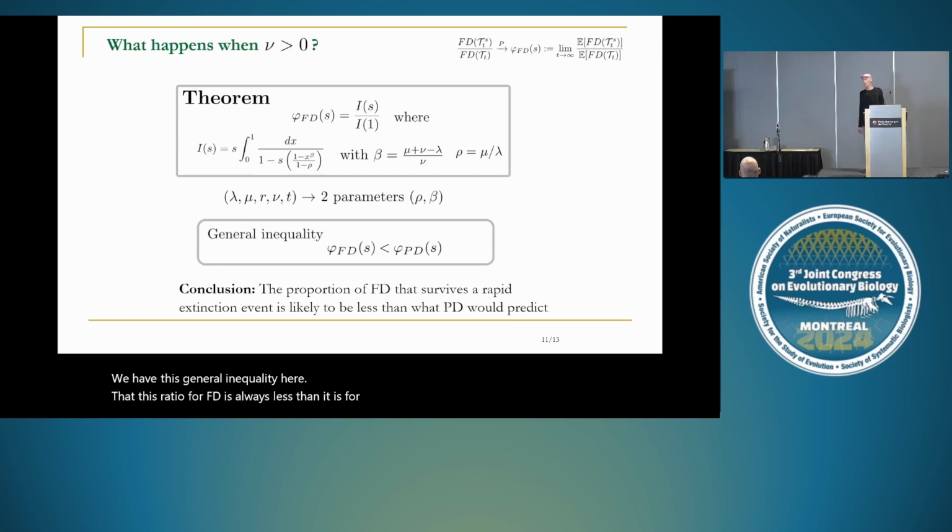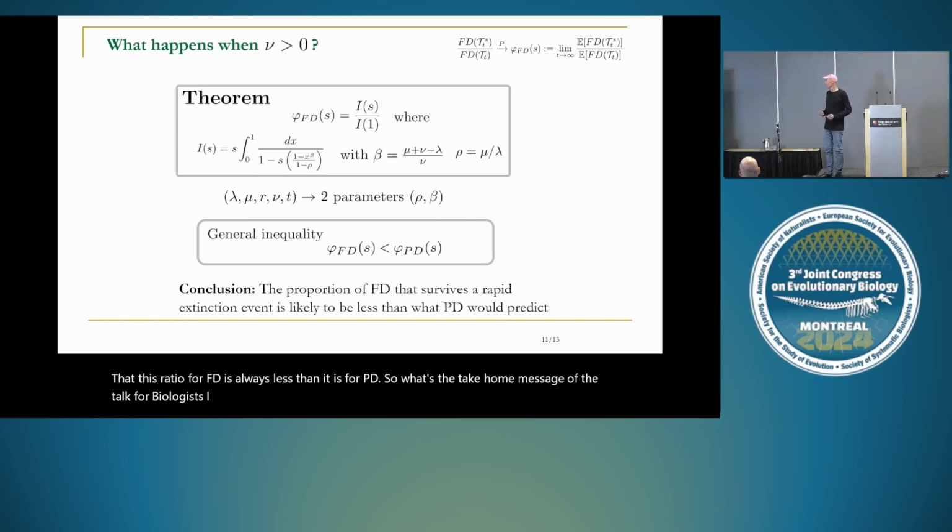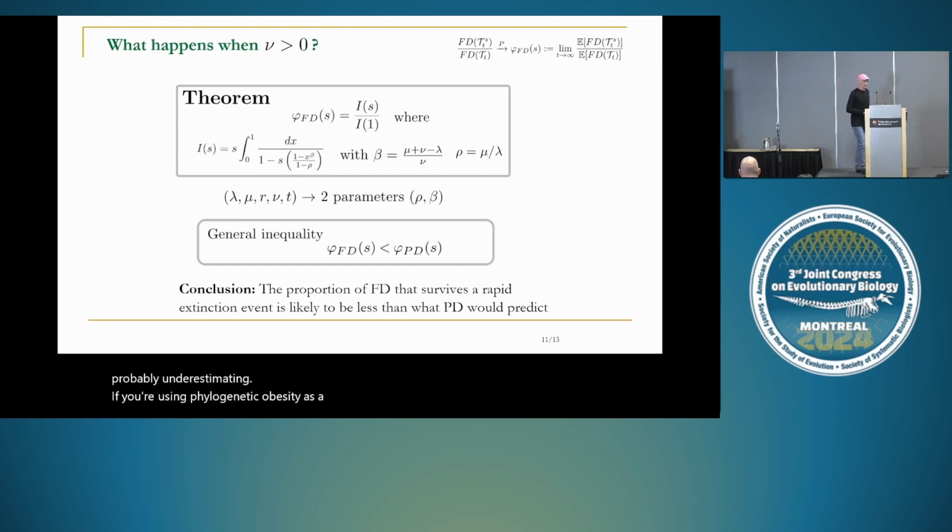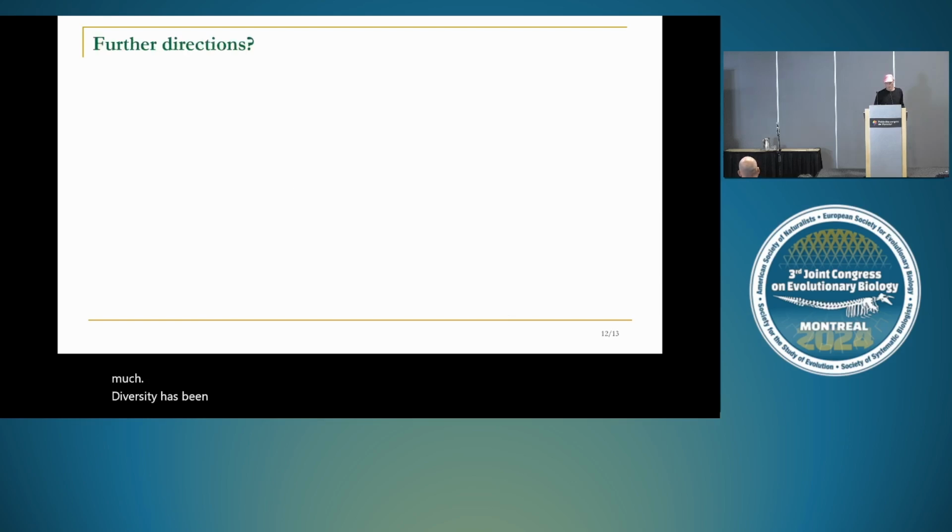So what's the take-home message of this talk for biologists? I guess it's this, that if you're using FD as a proxy for PD, you're probably underestimating. If you're using phylogenetic diversity as a proxy for FD, you're probably underestimating how much diversity has been lost with features.